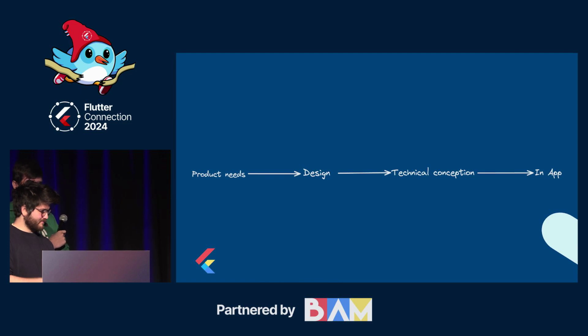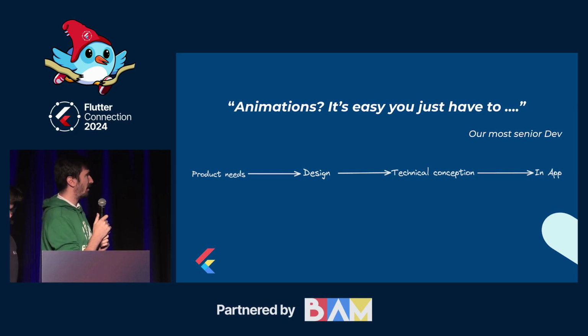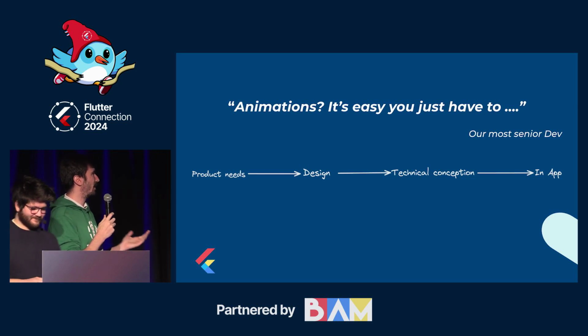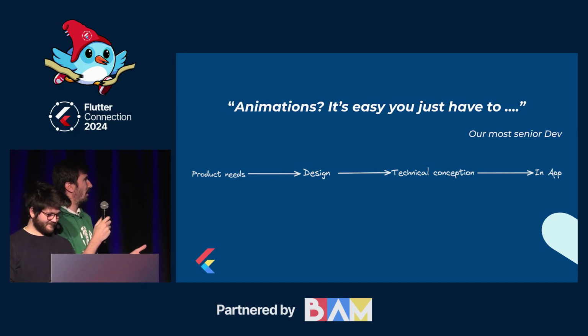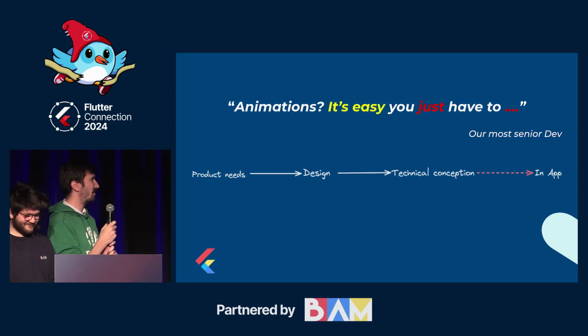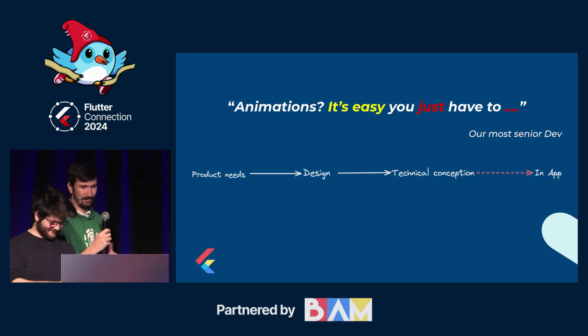And so, what's broken? What's broken in this flow? Why can't we achieve the God flow? The first time I arrived at BAM and I tried to make an animation, one of my mentors told me, animation, it's easy, you just have to, and then a bunch of words I still don't understand to this day. So I understood that I didn't know how to make animations.